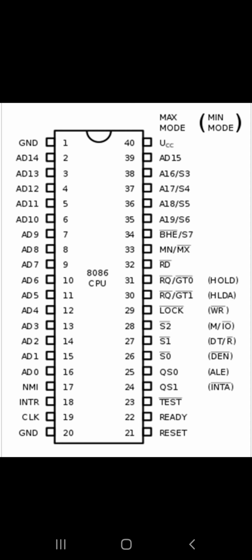If it is 1, then that means MN is active because it does not have a bar on it. That means it is an active high pin, right? So MN is on means right now the 8086 is working in minimum mode, right? And if it is 0, then that means MX bar is on, that means it is working in maximum mode. So pin number 33 decides whether the processor is right now working in maximum mode or minimum mode, right? I will discuss the pins of maximum mode and minimum mode after some time. Let us finish the other pins that are common in both the modes, right?